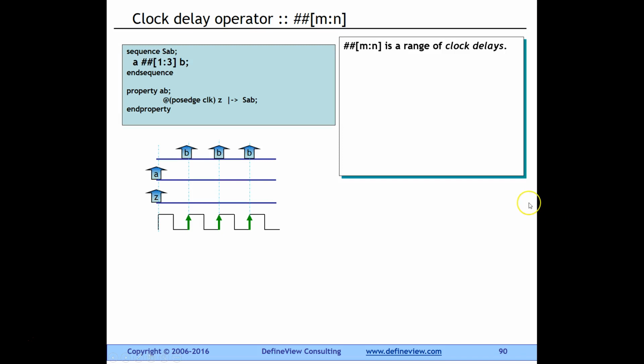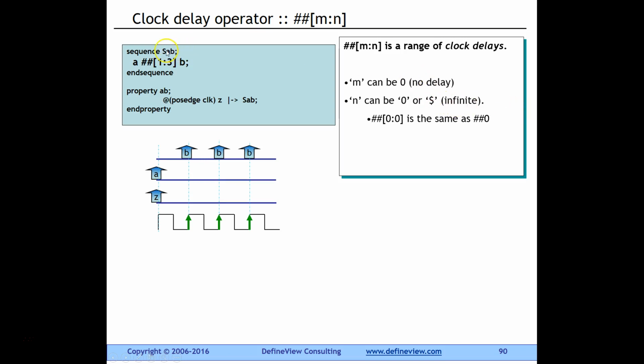Okay, now let's look at the clock delay range operator. So here we are saying that in this sequence, B must follow A within 1 to 3 clocks. It can follow A 1 clock later, or 2 clocks later, or 3 clocks later. That's why it's called a range delay operator. M can be 0, N can be 0 or infinite. And I will show you an example on how infinite actually works.